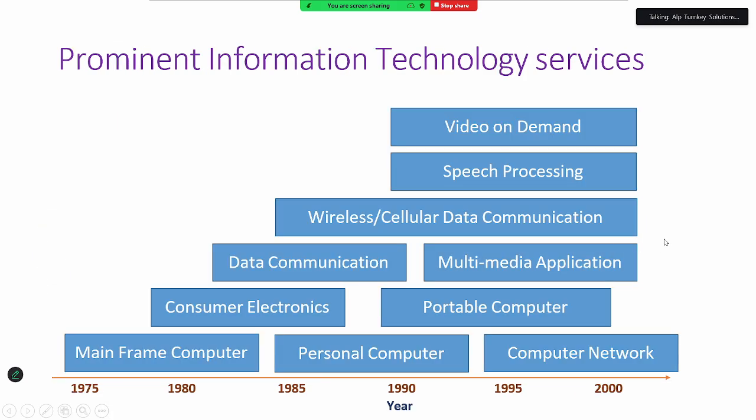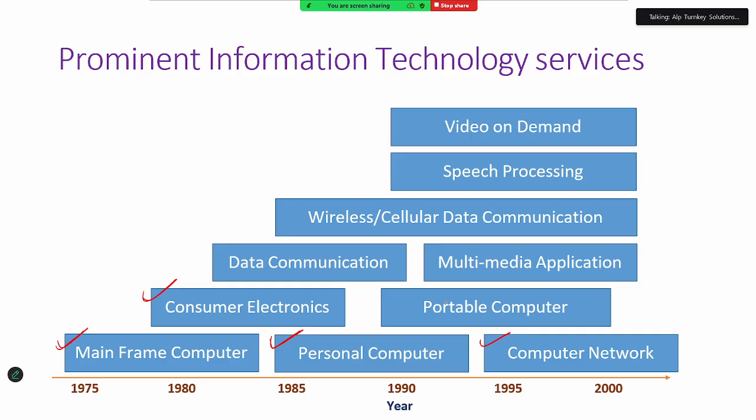Next, prominent information technology. Basically from 1975 to 1985, mainframe computers came into the picture. From 1985 to 1990, we used personal computers, and from 1995 to 2000, we used computer networks. This is related to computer technology. Above this, there are consumer electronics also. In 1980 to 85, televisions and washing machines came.